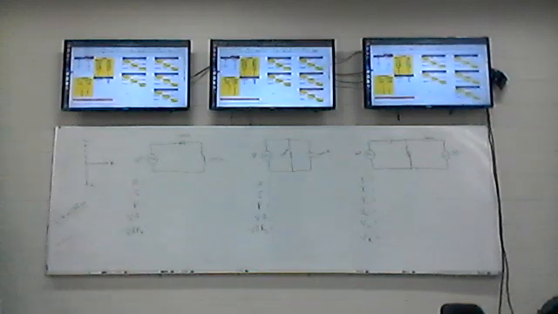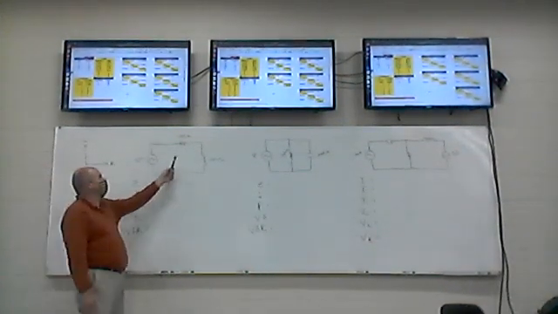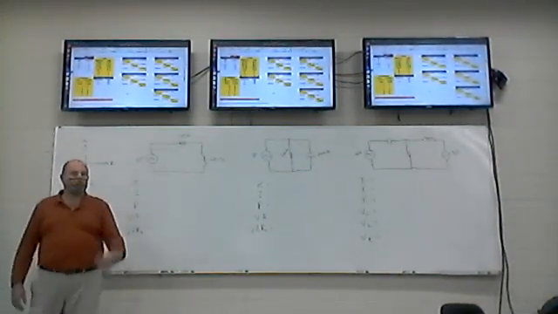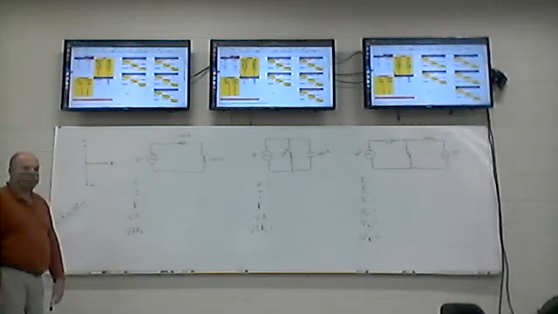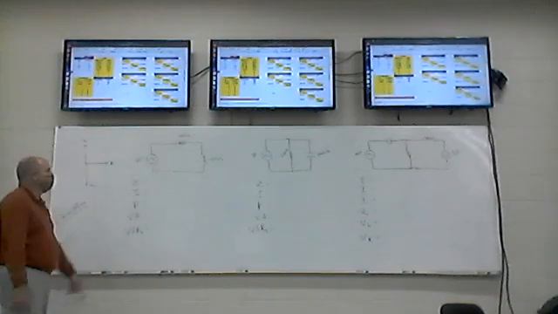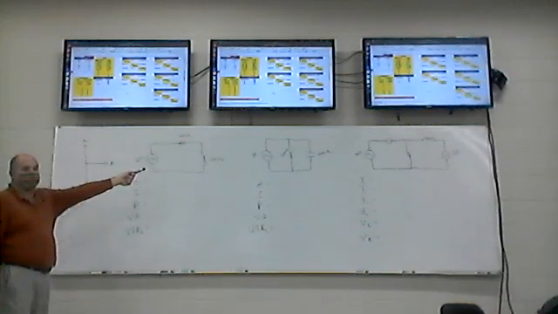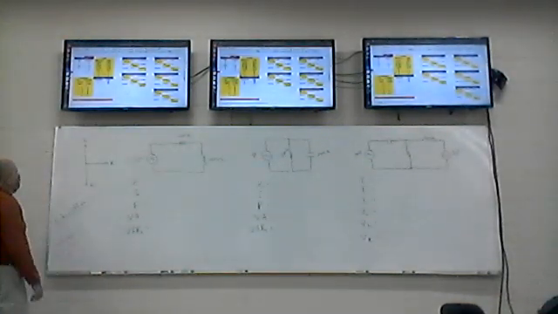If I add two 100 ohm resistors, what would you tell me? 200 ohms. How'd you get that? They're in series, so you added them. Are they in series? Yep. Alright, so we want to add them.